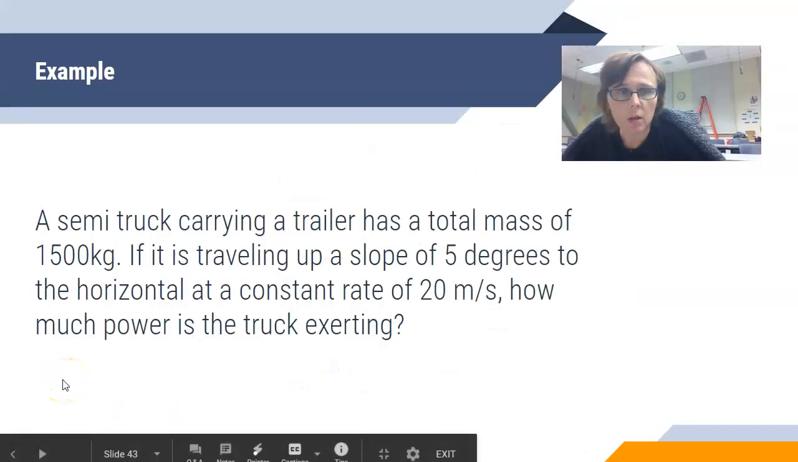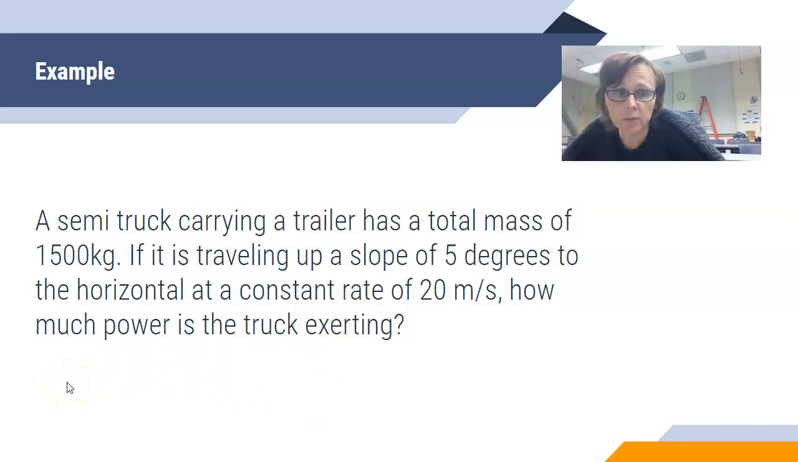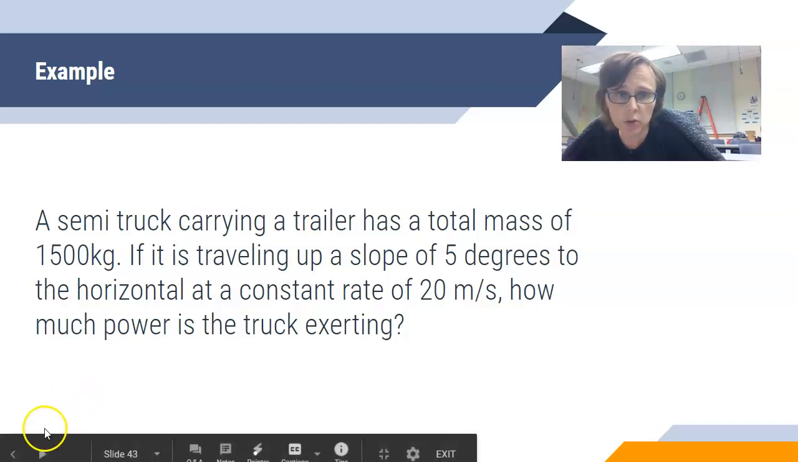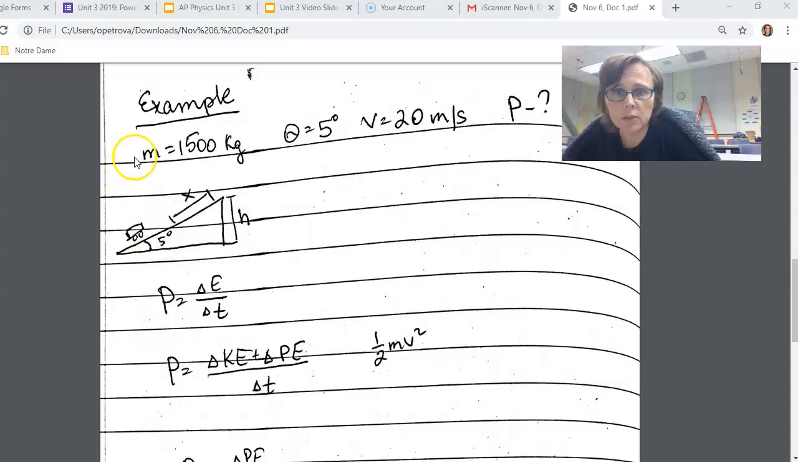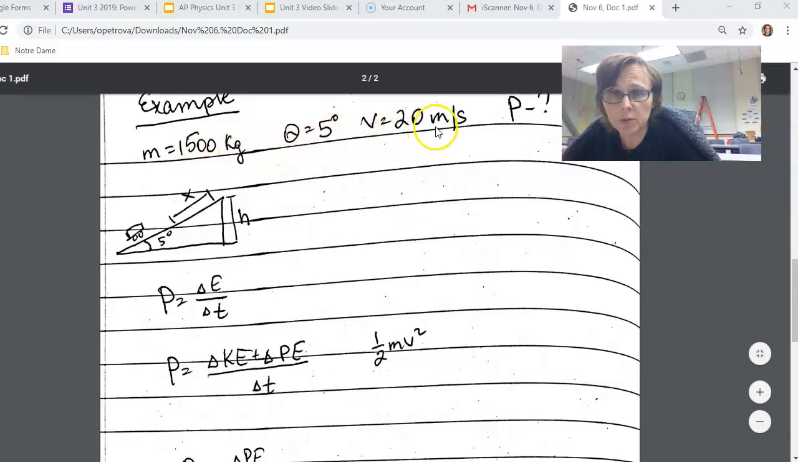Another example. A semi-truck carrying a trailer has a total mass of 1,500 kilograms. If it's traveling up a slope of 5 degrees to the horizontal at a constant rate of 20 meters per second, how much power is the truck exerting? So let's write down what is given. The mass is 1,500 kilograms, angle is 5 degrees, velocity 20 meters per second. Find the power of this vehicle.